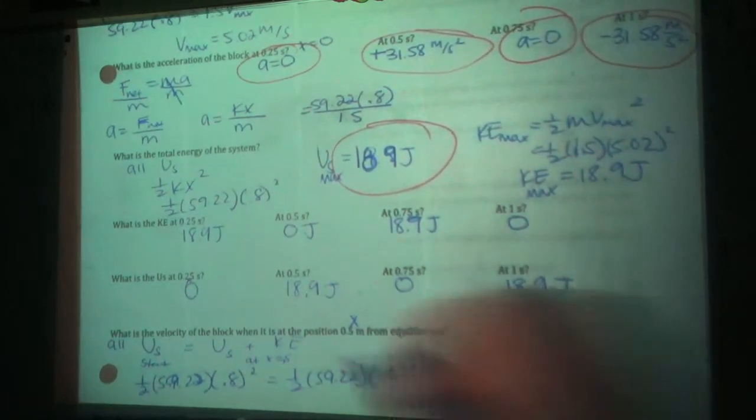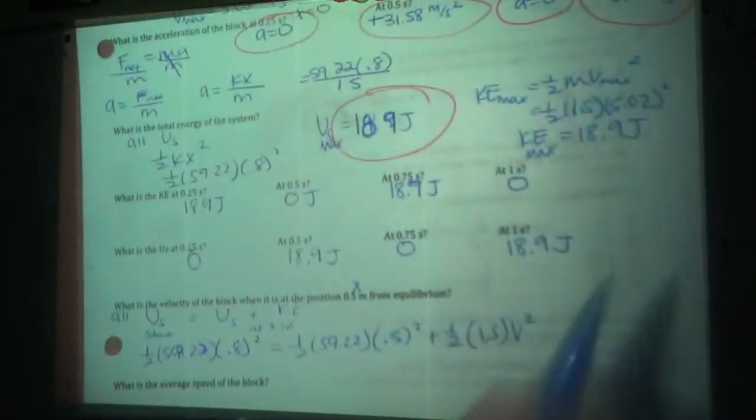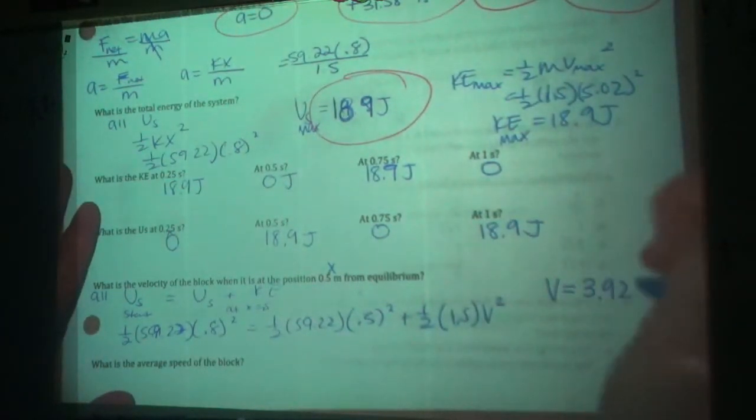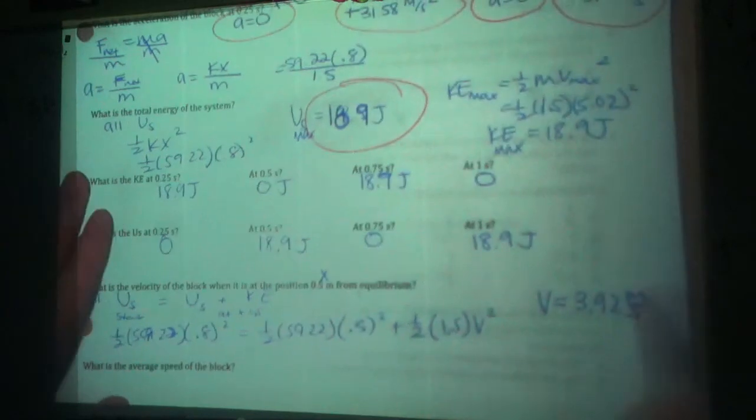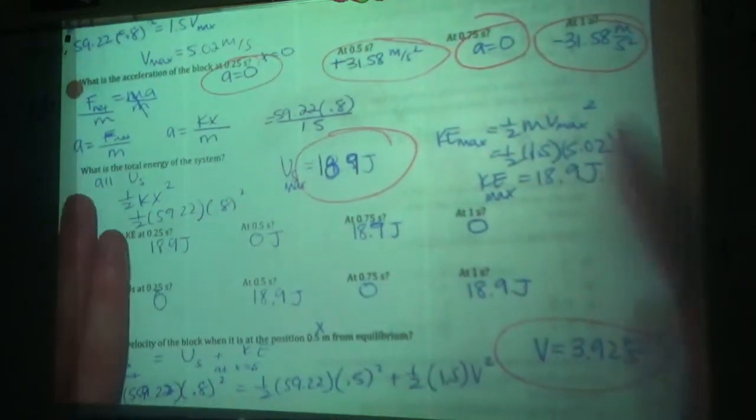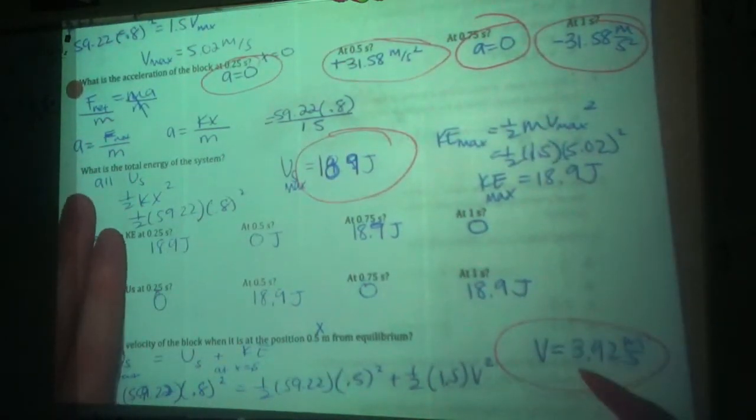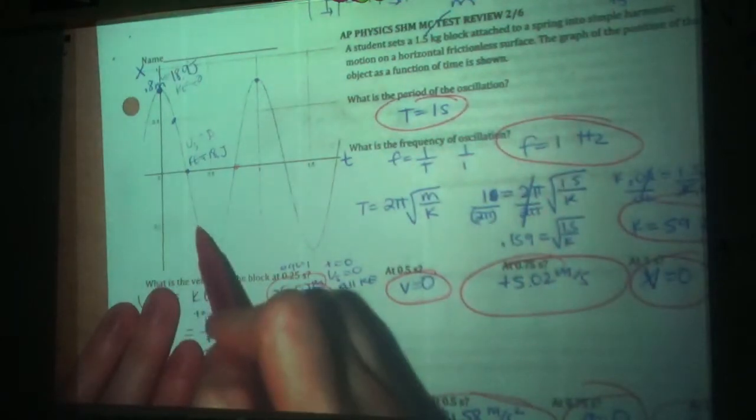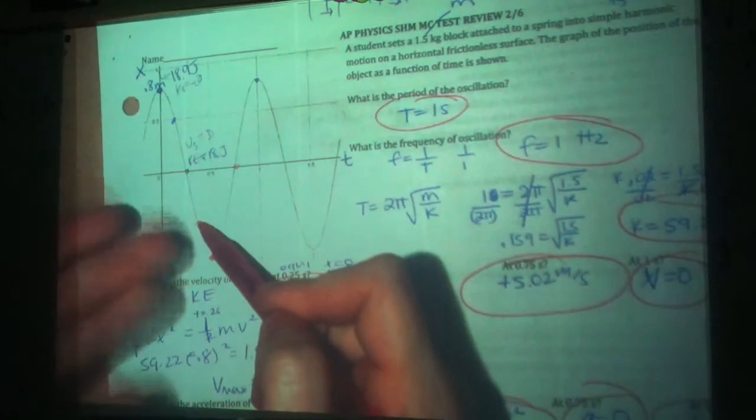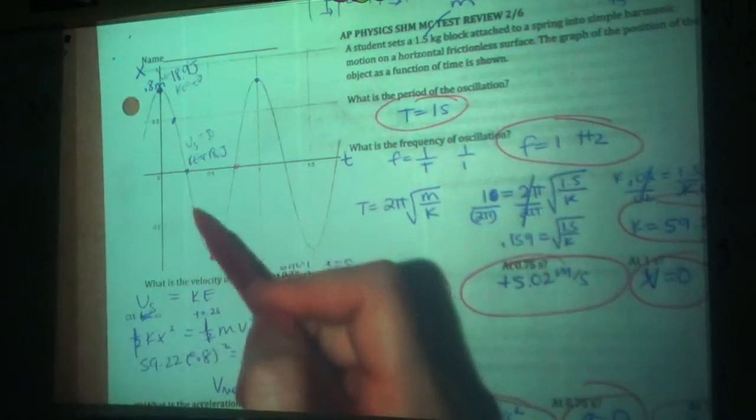You can cross off all your halves because there's a half in every term, and then just rearrange. I'm not going to show you how I get this. And that gives me that the velocity is 3.92 meters per second at this point. And this at least is reasonable because my maximum velocity is 5.02, so I knew it had to be somewhere between 0 and 5.02. At 0.5 meters, it's somewhere in the middle, not quite halfway, but somewhere in the middle of the velocity, so this is reasonable.